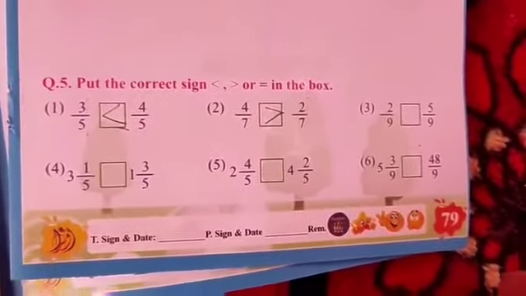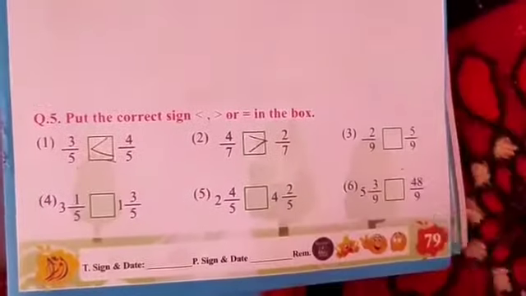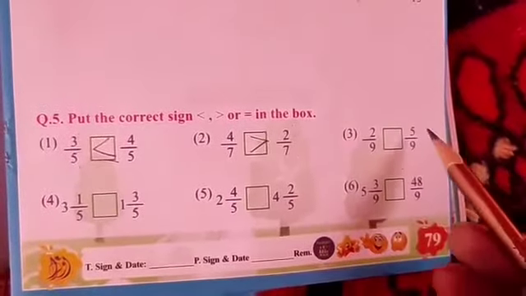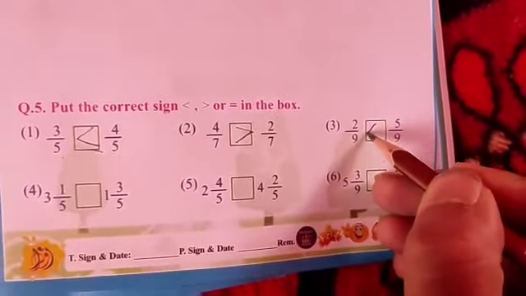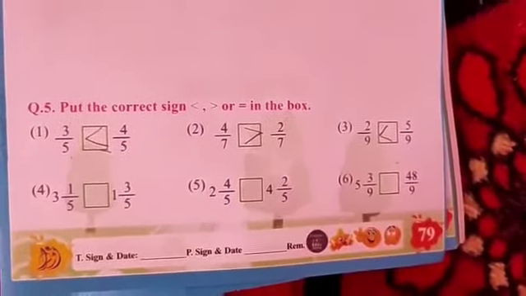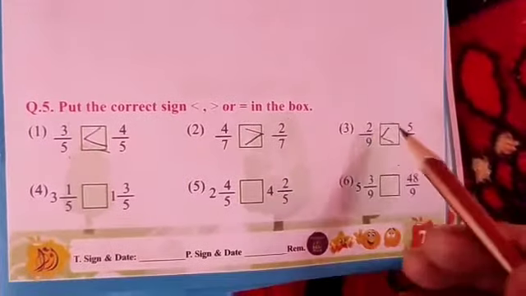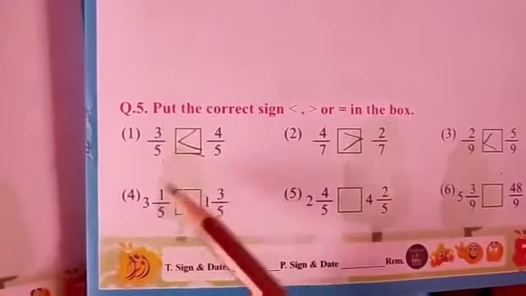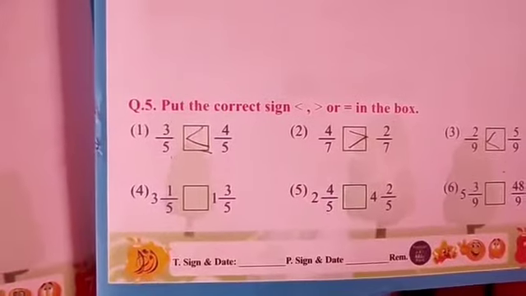The denominator of both fractions is 9 and the numerators are 2 and 5. 5 is greater than 2, so we will put this sign. That means 5 is greater than 2, or we can say 2 is less than 5. Next one is 3 whole 1 upon 5 and 1 whole 3 upon 5.